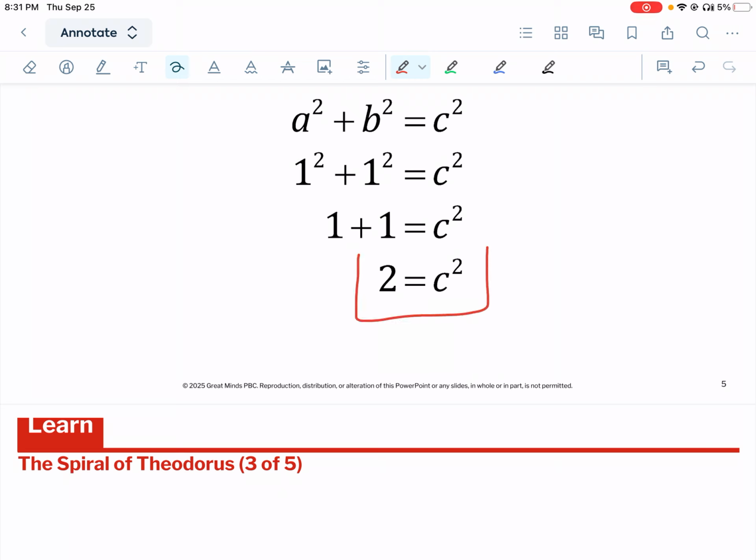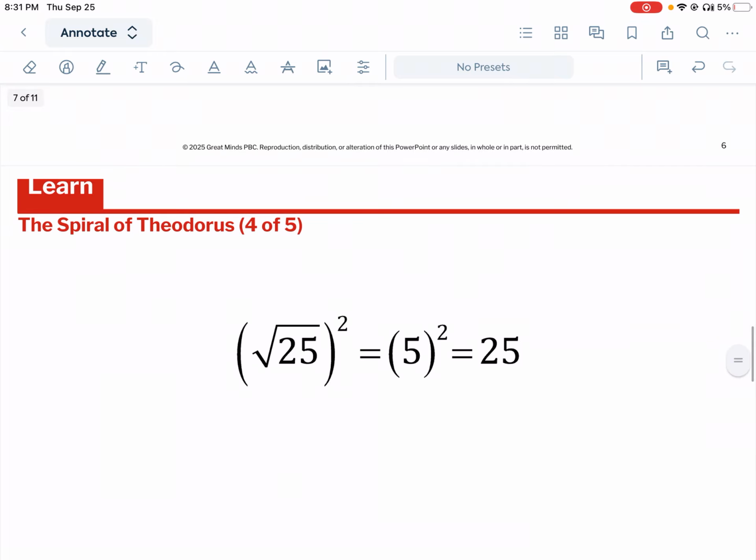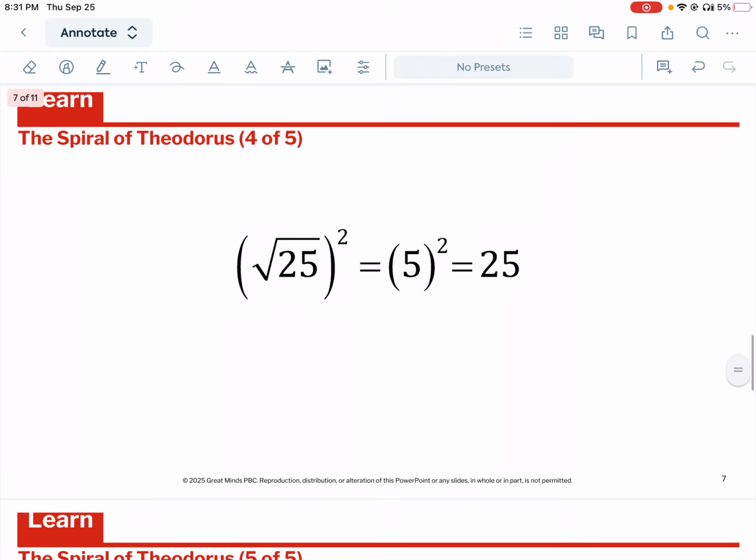This is what I just wrote. In order to isolate the c and take it out of that squared power, we have to square root 2. And that's what that side length is on that right triangle up at the top.